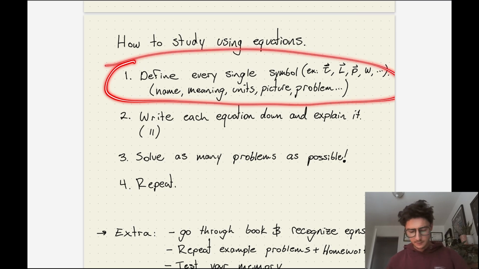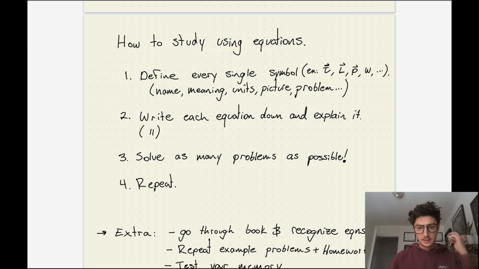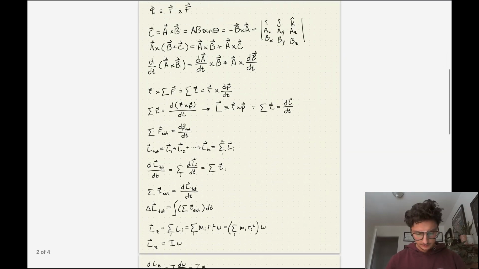Step number one, define every single symbol: the name of the symbol, the units, the meaning of the entire equation or the symbol. Have a picture in your head of what the symbol is referring to. There are many pictures in the book. You could steal these, draw them, figure it out. And have a problem or several problems related to each symbol in each equation. Go through each of these, right?